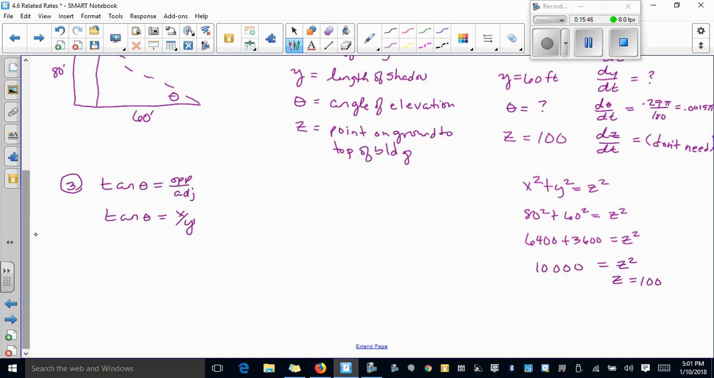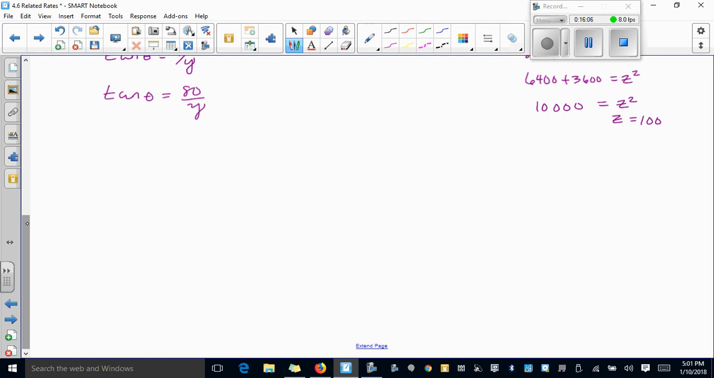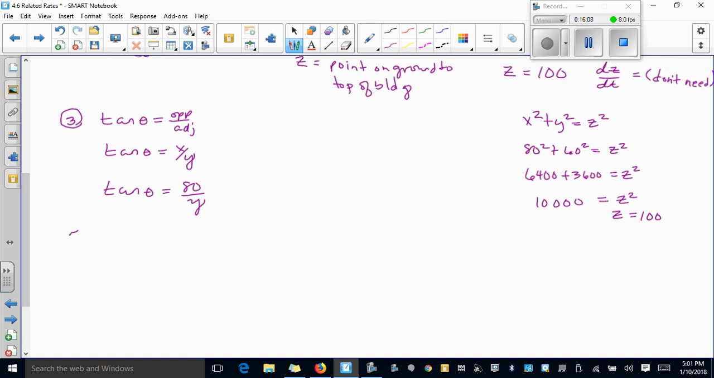So we're ready for our derivative. Step 5, derivative. Derivative of tangent of theta is secant squared of theta equals, and this is really 80 times y to the -1. So this is going to give us negative 80 over y squared is what we're going to get out of that. Because 80 times y to the -1 power is going to give us negative 80 y to the -2, which puts y squared in the bottom.